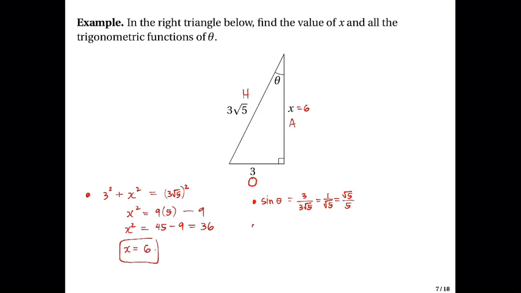For cosine theta, that's adjacent over the hypotenuse. Adjacent side, we solved it as 6. The hypotenuse, it's still 3 square root of 5. If we simplify, this is 2 over square root of 5. If we rationalize, this is 2 square root of 5 over 5.